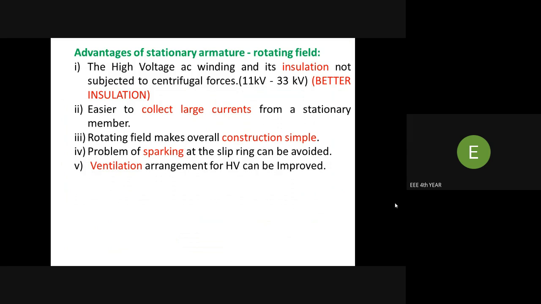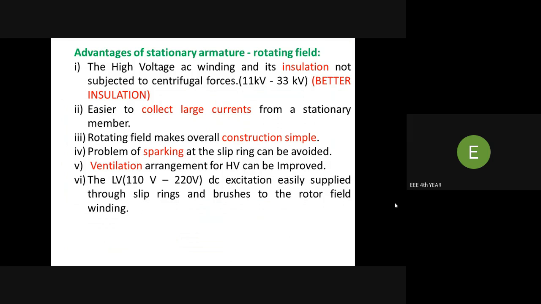The fifth one: ventilation arrangement for high voltage can be improved. In the stationary part, the ventilation arrangement is very easy and simple. The sixth one: for low voltage, for example 110 volts to 220 volts, the DC excitation can be supplied through the slip rings and brushes to the rotor field windings. It is easier to apply the low voltage of 110 volts to 220 volts to the rotating field winding.